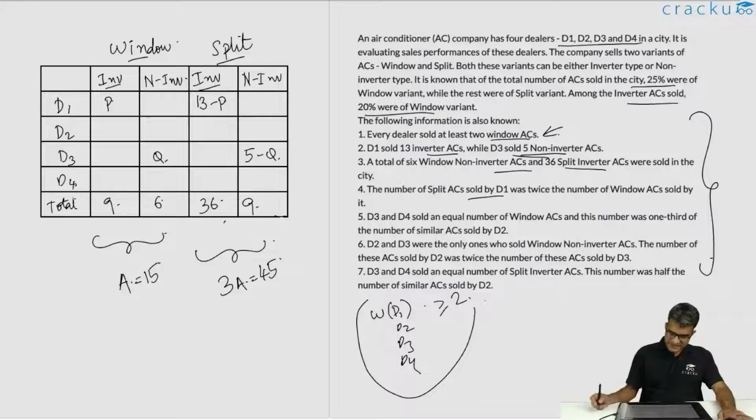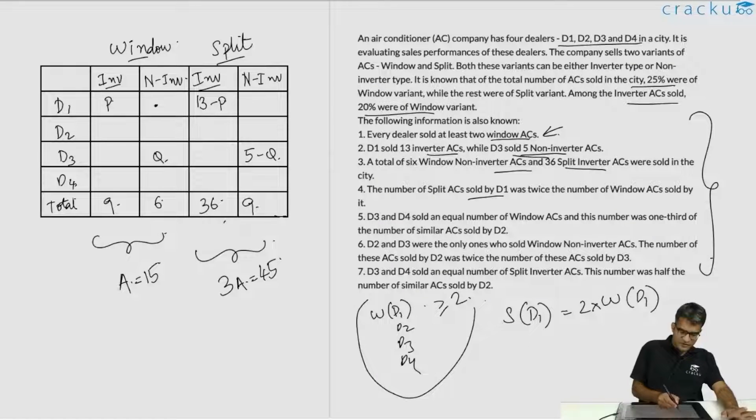The number of split ACs sold by D1, okay, this is twice the number of window ACs sold by D1. Do we know the number of window ACs sold by D1? We don't know that, because we don't know how many non-inverter window ACs and non-inverter split ACs that D1 has sold. D3 and D4 sold an equal number of window ACs.